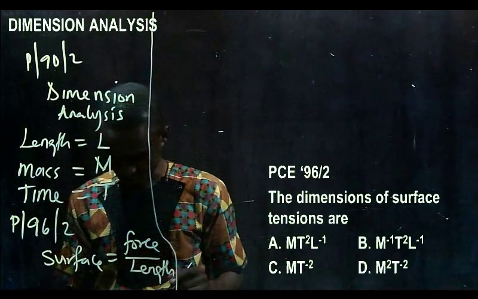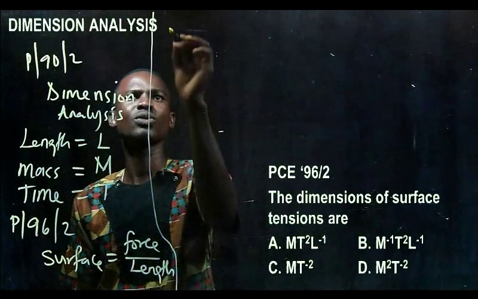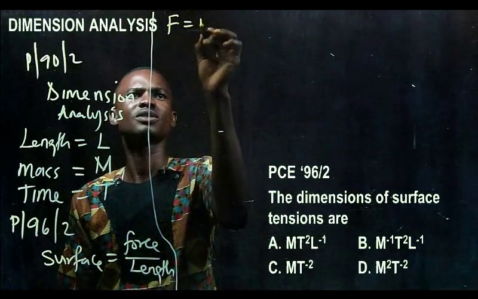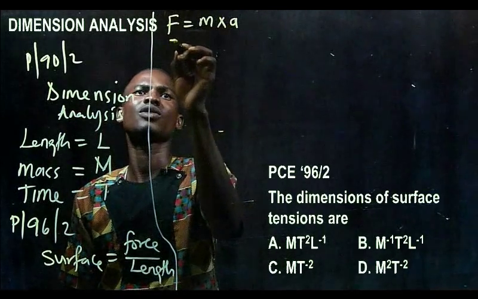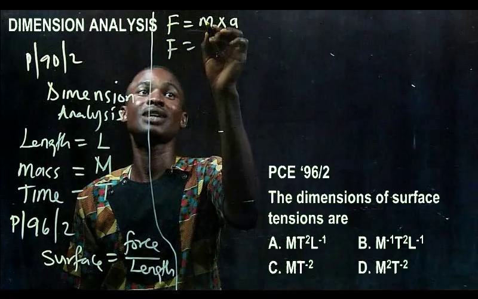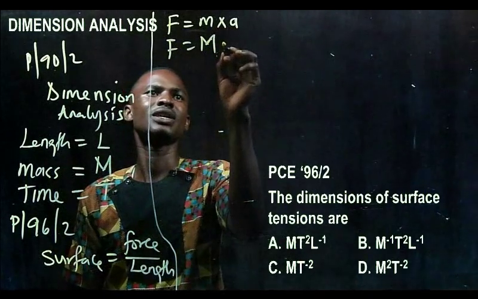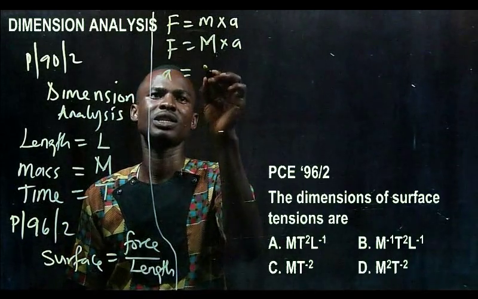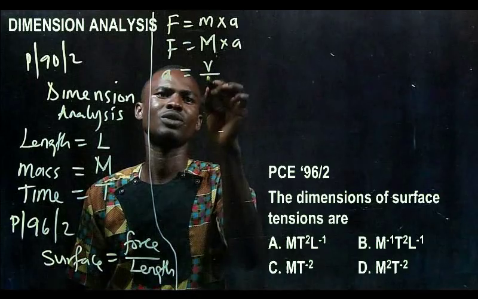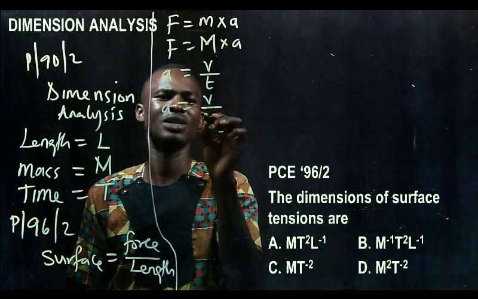Surface tension. So, it's force over length. Now, what is force? Force is mass times acceleration. Now, of course, your mass here, the dimension is capital letter M. Then we need to get the dimension for acceleration. What's the formula for acceleration? It is velocity over what? Time. What's the dimension for time? It is capital letter T.